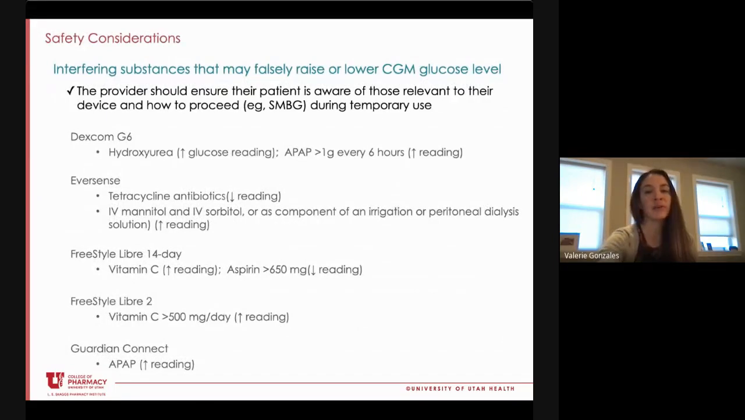It is important for the prescriber to educate the patient about which agents, especially over-the-counter products, can interfere with their specific device, and what steps to take in the event that the patient has temporary doses of interfering agents.